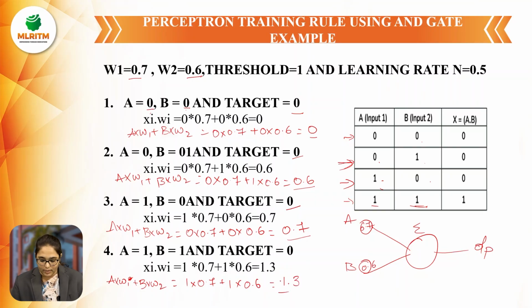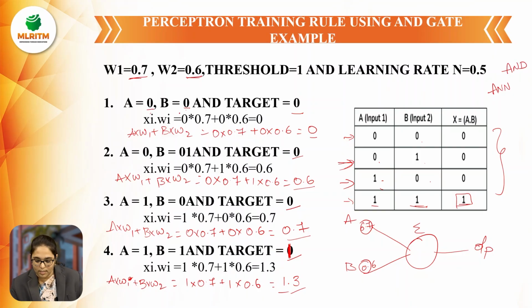So again, here the targeted output is mapping with the actual output. The targeted output is equal to 1 and the actual output is equal to 1. So this is perfectly classifying the value. These are the perfect weights of the AND gate, so we can classify the AND gate perfectly.